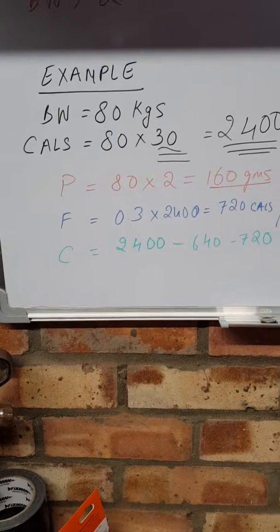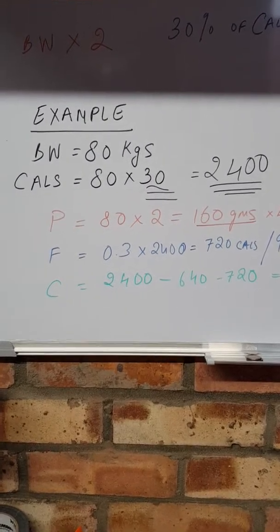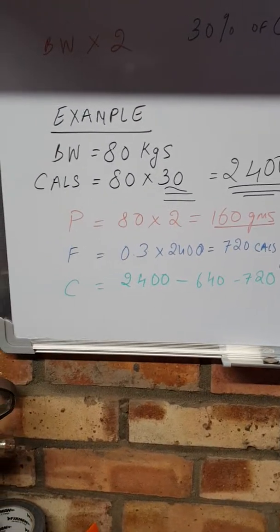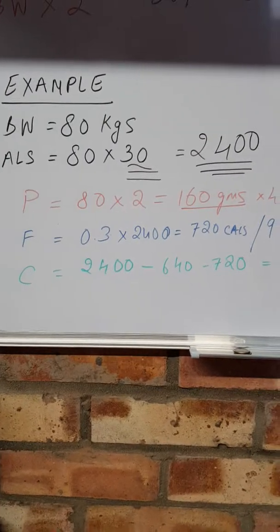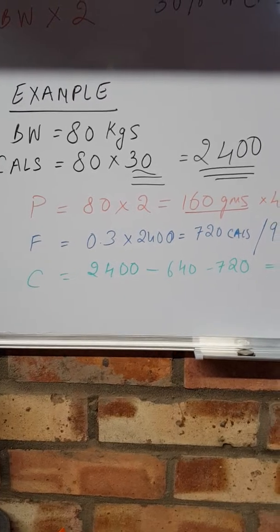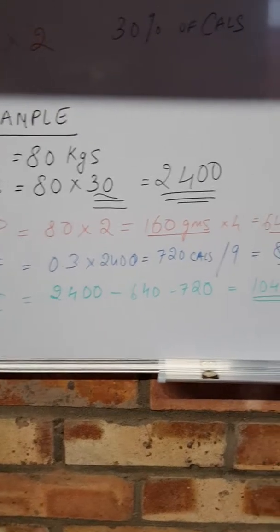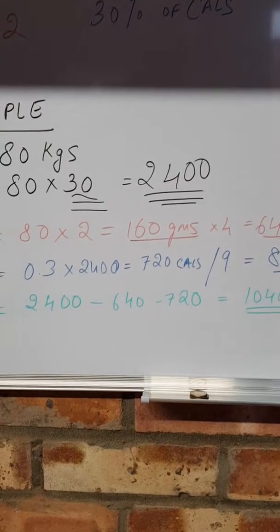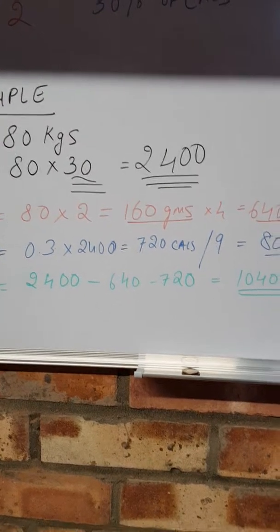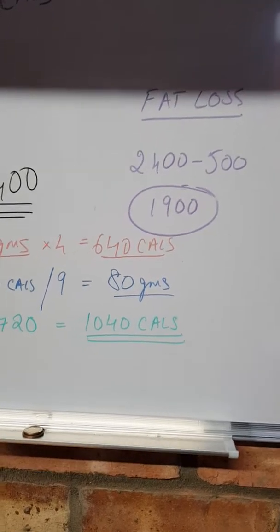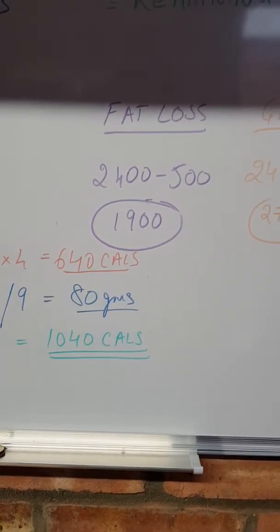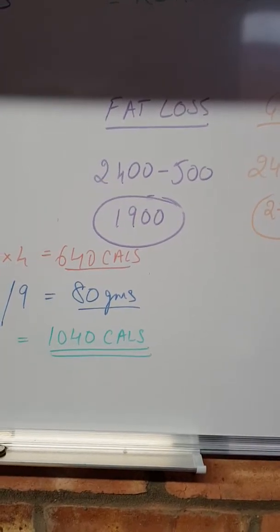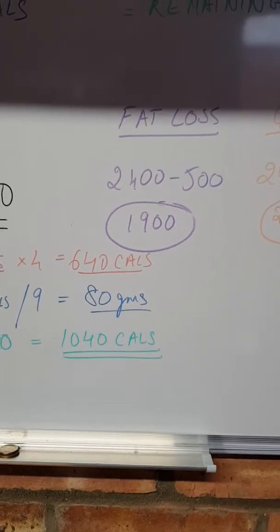So I'm using my body weight as an example, roughly 80 kilos. The total number of calories I require in a day is, if I multiply my body weight by 30, again, that's a rough figure, I get 2,400 calories that I require to sustain my body weight in a day. If I want to do a calorie deficit or work towards fat loss, I need to subtract 500 calories from my total calorie requirement.